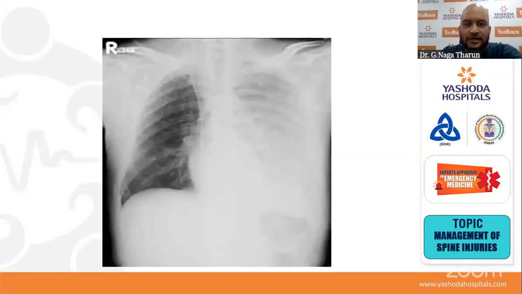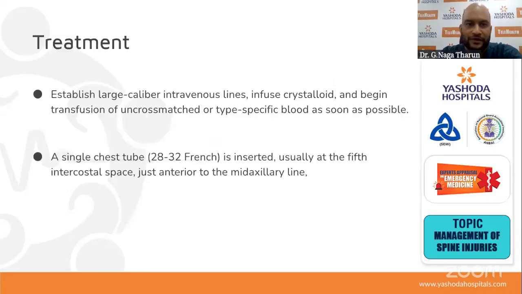In this X-ray, a left-sided massive hemothorax is seen. The definitive treatment for this is ICD insertion. Treatment involves large-caliber intravenous lines, infusing crystalloids, and beginning transfusion of uncross-matched or type-specific blood as soon as possible. A single chest tube of French 28 to 32 is inserted, usually at the fifth intercostal space, just anterior to the mid-axillary line.